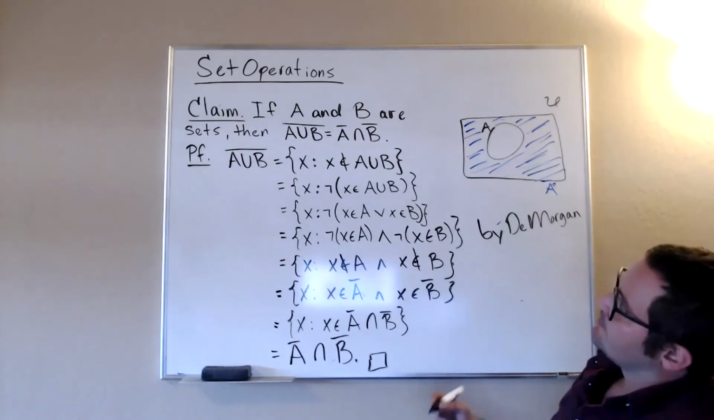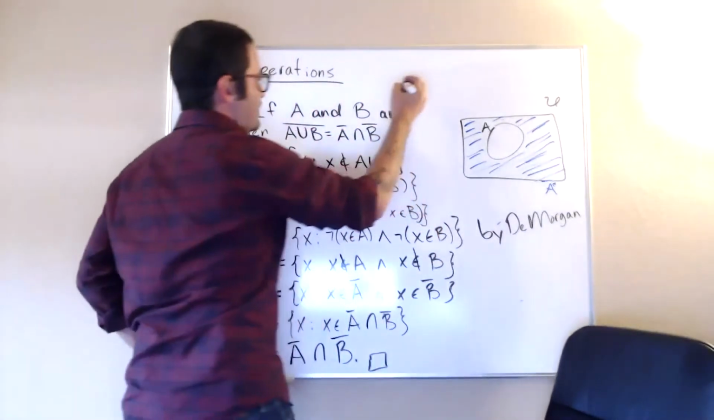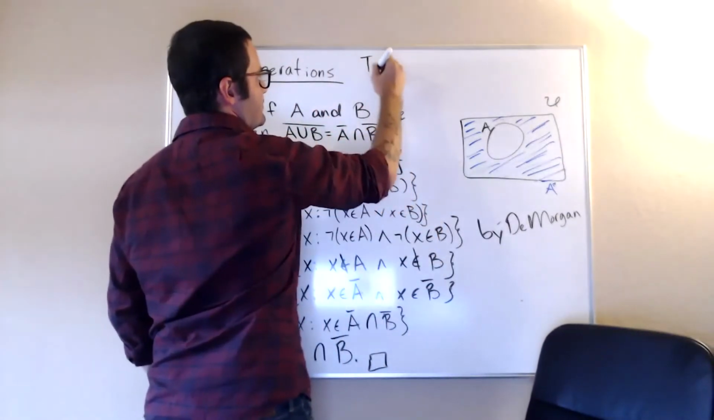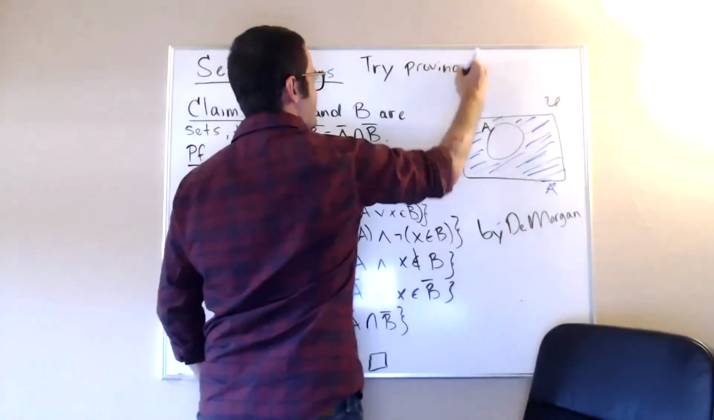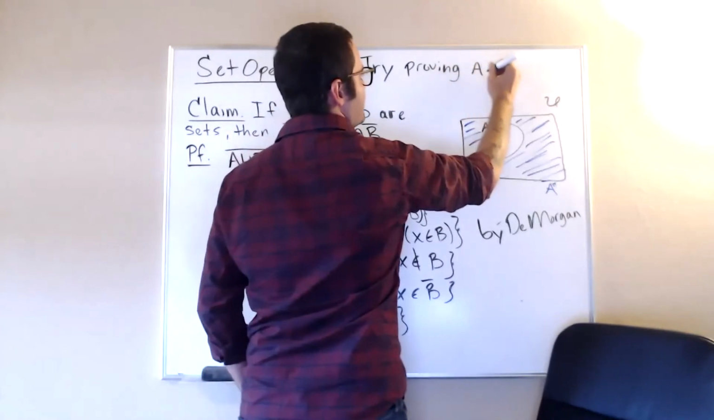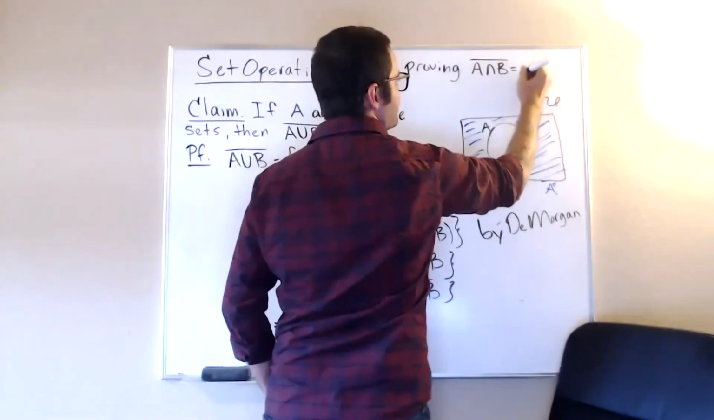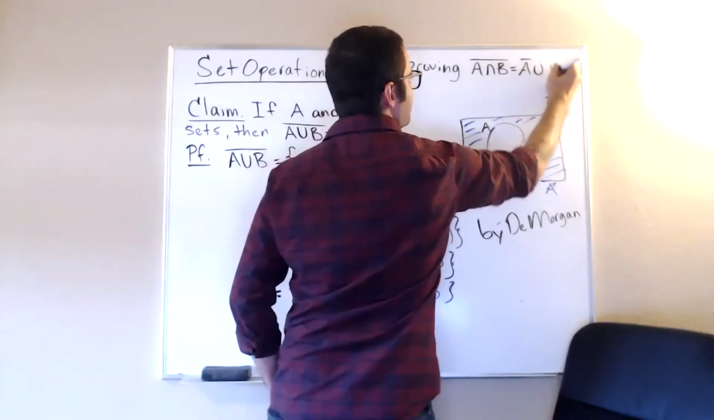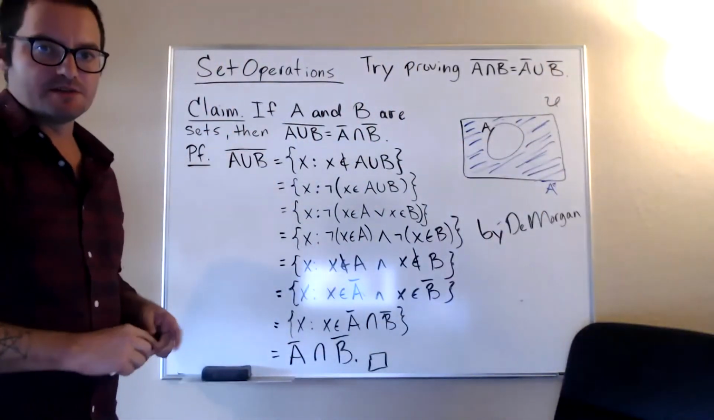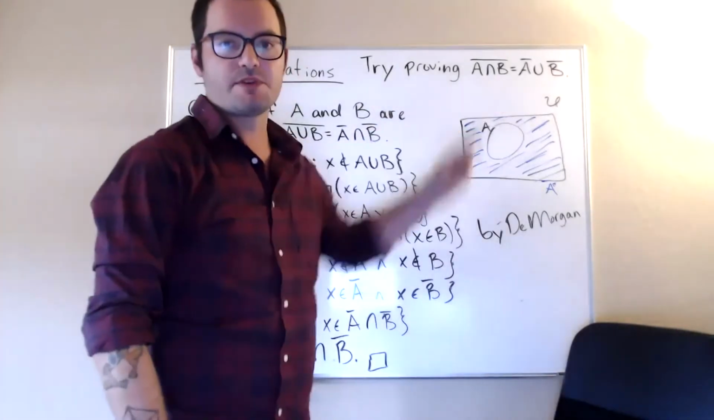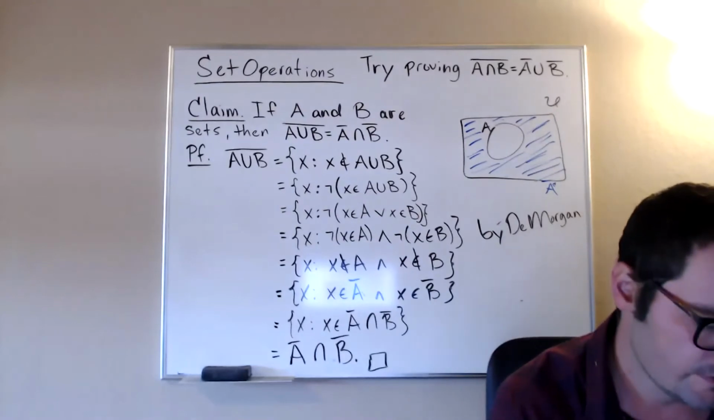So on your own, you should prove the other De Morgan's law from sets. So we try proving the complement of the intersection is equal to the union of the complements. If you basically mimic exactly what I did here, then you should be able to establish that set identity. Okay.